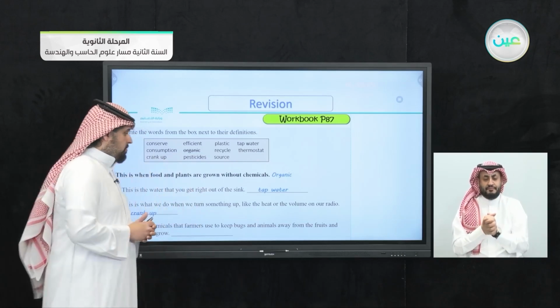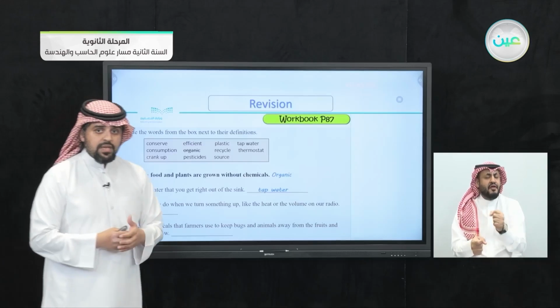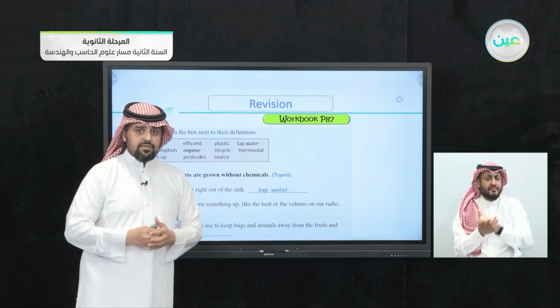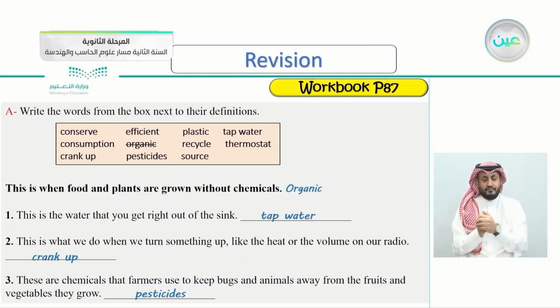Number three, these are chemicals that farmers use to keep bugs and animals away from the fruits and vegetables they grow. What do we call this? Yes, we call it pesticides. So they spray pesticides on the fruit and vegetables to keep the bugs away.